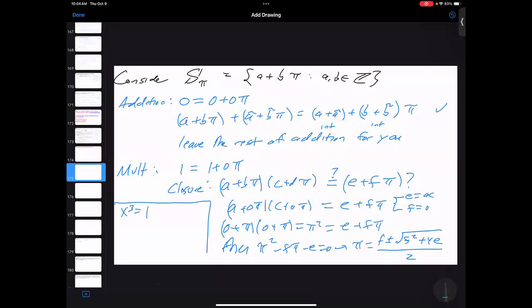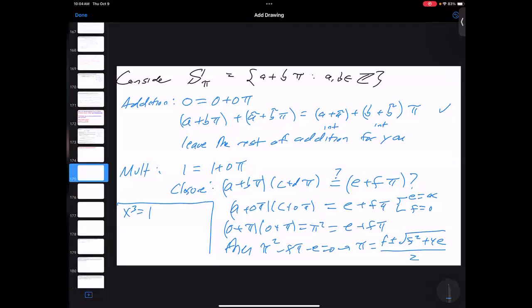I know everybody loves doing this. Let me see if I can do this. So if I give you x cubed equals 1, and that's the same as x cubed minus 1 equals 0, can somebody give me a root of x cubed minus 1 equals 0? A value of x that satisfies that equation? 1. So I can now factor this as x minus 1 times something.